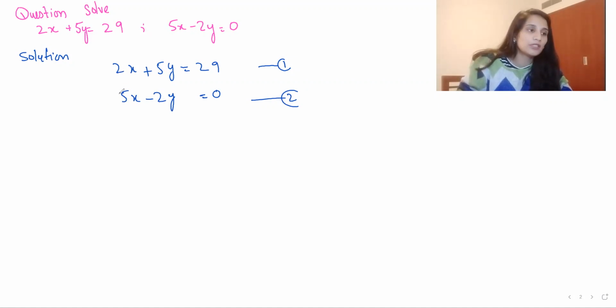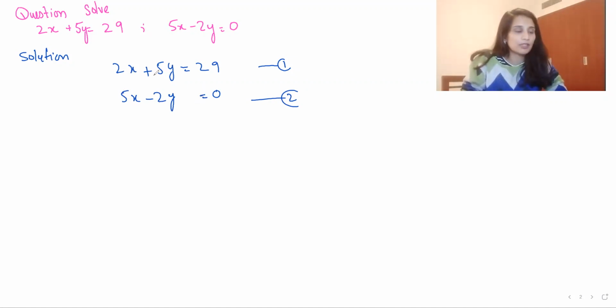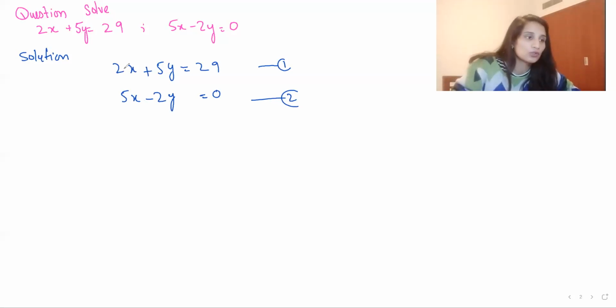So we cannot eliminate any of these simply as it is, but we need to first multiply some number with both of these equations to make the value of x or y the same, having the same coefficient. We need the same coefficient of x or y in both equations to eliminate them. Here, if we multiply 5 with equation 1, we will get 10x, and if we multiply 2 with equation 2, we will get 10x as well, and we can then solve these equations to eliminate x.